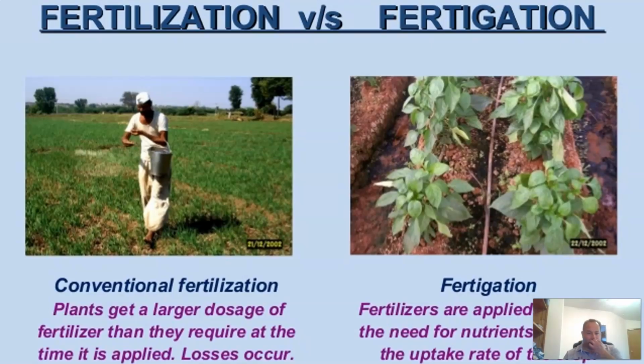And so here is a graphic showing the idea of fertilizer versus fertigation. So conventional fertilization for some places can even be people just coming out and putting fertilizer on a crop, and plants might get a larger dosage of fertilizer than they need, might not get it at the right time. Whereas fertigation, it's applied according to the needs of the nutrients, following the uptake rate of the crop, and really makes it a little more accurate in terms of the plant getting it where and when it needs the fertilizer.